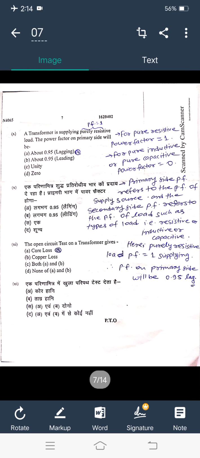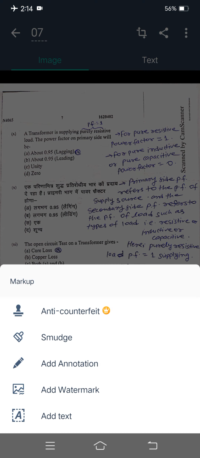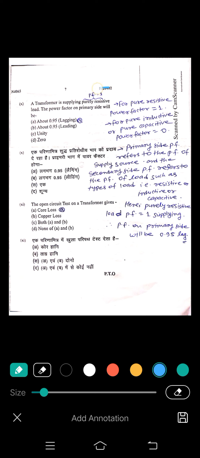Here purely resistive is given. Purely resistive means the power factor will be 1. In another words, the question says a transformer is supplying unity power factor. In case of purely resistive, the power factor on the primary side will be 0.95 lagging.